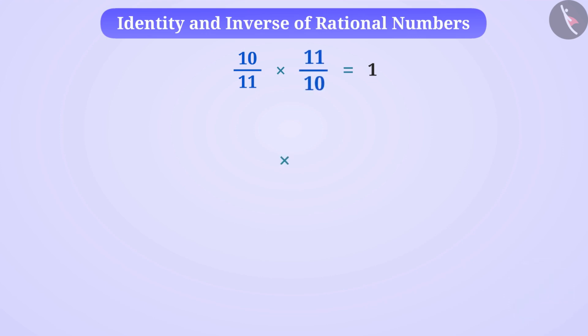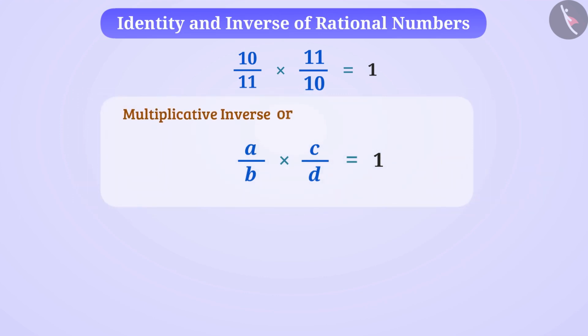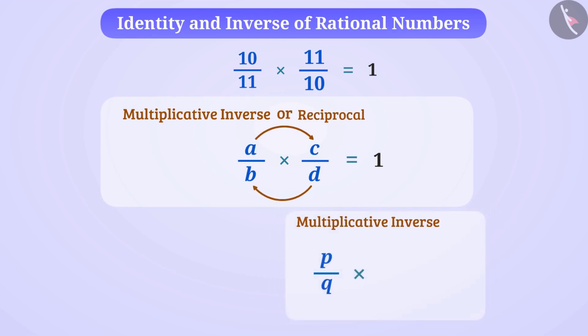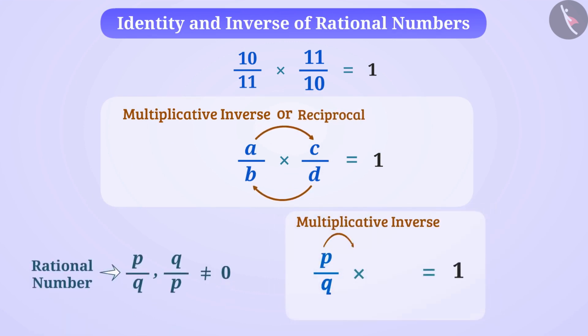If the multiplication of a rational number a by b with another rational number c by d is 1, then we can say that the rational numbers a by b and c by d are multiplicative inverse or reciprocal of each other. The multiplicative inverse of a non-zero rational number is obtained by interchanging its numerator and denominator.